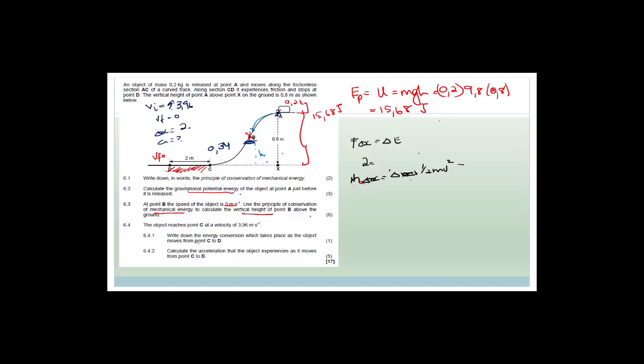It says that F is equal to mass times acceleration times the change in displacement. The change in displacement happens to be 2 in this case, and the mass happens to be 0.2. So we've got 0.2 times the displacement of 2 times the acceleration is equal to a half times the mass, which hasn't changed, but the change in velocity has increased, and we worked that out to be 3.96 squared. Right, so therefore this cancels and a is going to be 3.96 squared divided by 2 times 0.2, which is 0.4.